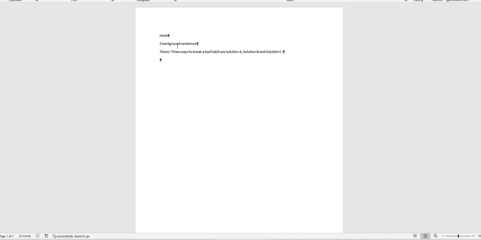Basically, the hook, 5 background sentences, you state the problem of having a bad habit. In the 5 background sentences, you always write what the problem is, whatever you're talking about. Now when you have a hook, 5 background sentences, and a thesis statement, this is known as the 3 parts of an introduction paragraph. This is on your quiz. What are the parts of an introduction paragraph? You've got a hook, 5 background sentences, and a thesis.